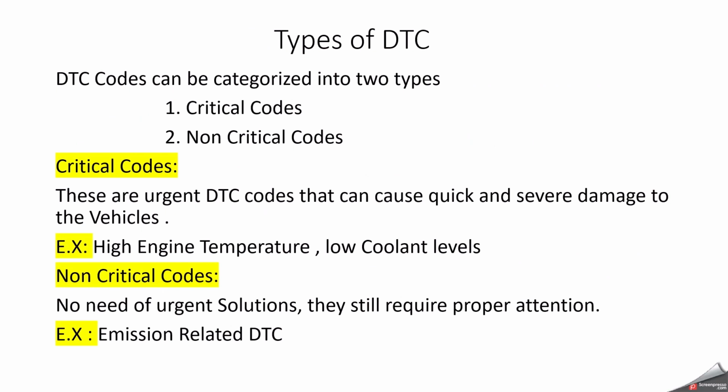Types of DTC. Basically, we can consider critical code and non-critical code. Code here is diagnostic trouble code. Critical code means we already know that we have to take a decision immediately or this will cause severe damage to the vehicle. Examples are high engine temperature or low coolant levels. So these can all be considered critical DTCs.